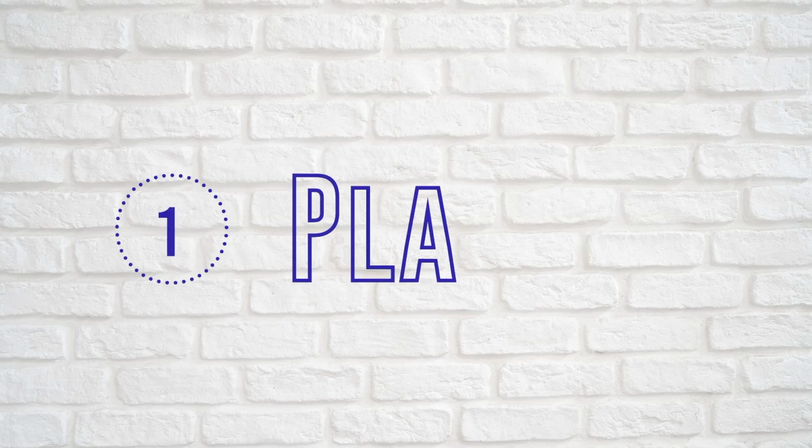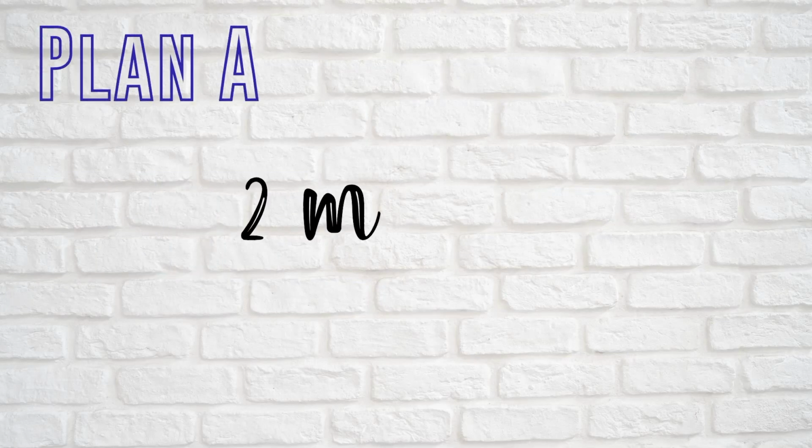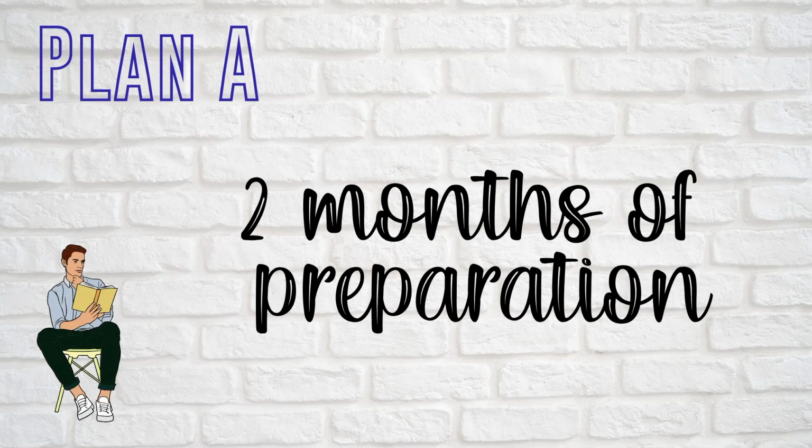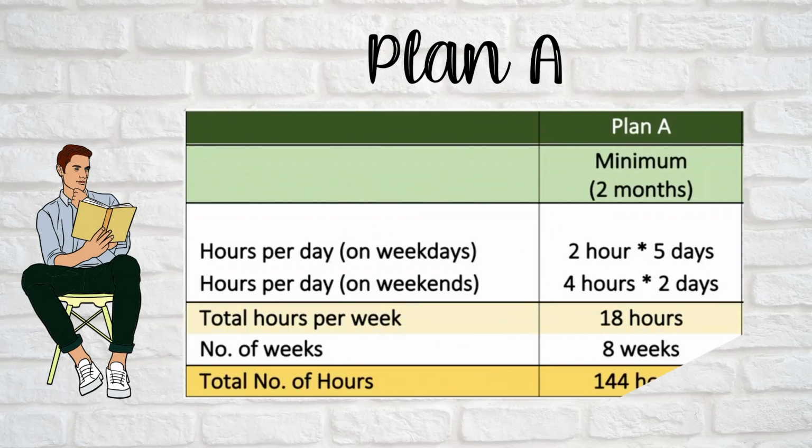So to start with, for Plan A, this is for people who are quite okay or comfortable with the topics or who have limited time. So how can you budget your time if you only have 2 months of preparation? As you can see on the table, you can commit 2 hours of study time on weekdays and 4 hours of study time on weekends.